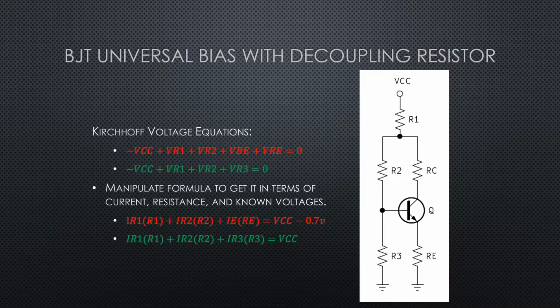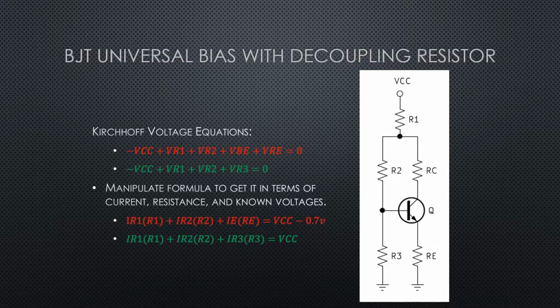And we're going to get started the same way that we did basically on all of these biasing circuits. We're going to write our Kirchhoff loop equations. And just like the other universal bias circuit, we're going to need two of them so that we can do simultaneous linear equations to solve for two variables. So we need to write our two equations, and they're very similar.